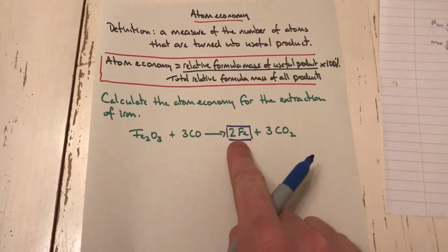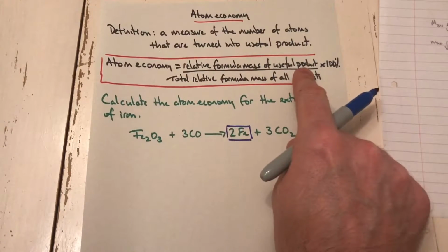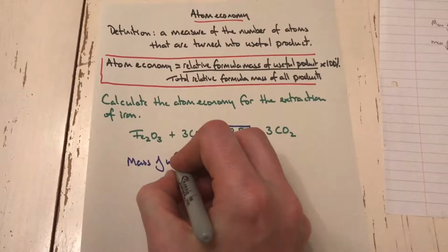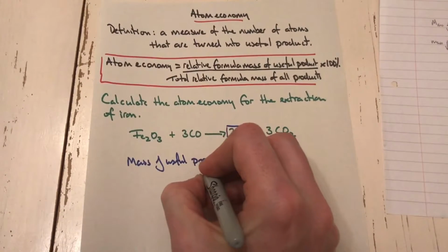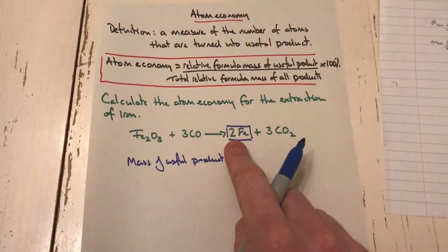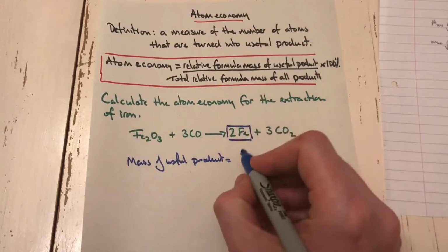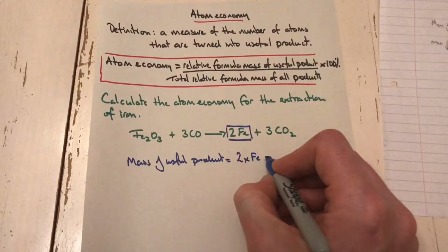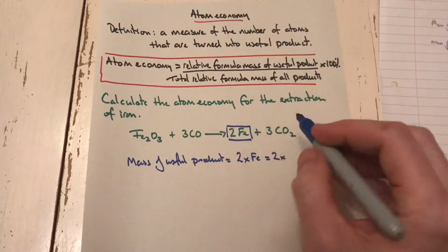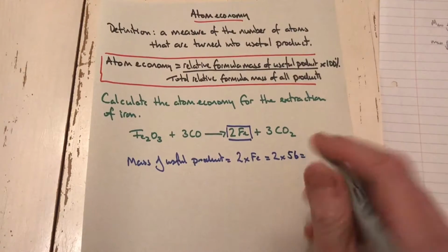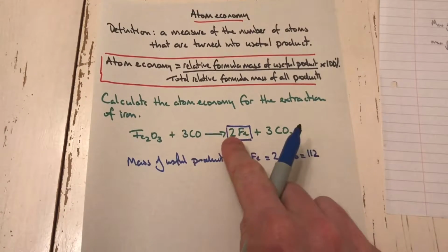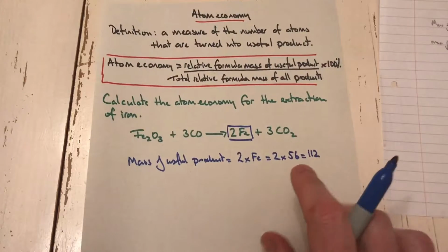So what I'm going to do first of all is find the mass of the useful product. Let's write that down: mass of useful product. I'm going to look at the equation first, and I can see that we've got two lots of Fe formed. I then go to the periodic table, find the relative atomic mass of iron, Fe, and that tells me it's 56. So I've got two lots of 56, which is 112. So the mass of the desired product is 112.